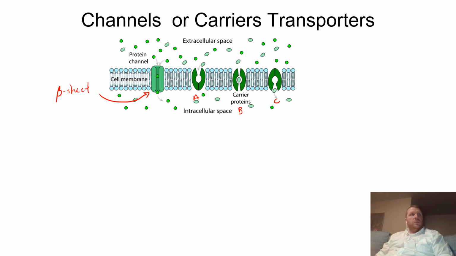In phase A, it's going to be open to the extracellular space, enabling the small molecule to bind. In B, it's going to undergo a conformational change, where that small molecule is no longer accessing the extracellular space, and it's not accessing the intracellular space. And then in C, that protein has undergone another conformational change, where that small molecule is moved into the intracellular space, and it's free to kind of exist within there.